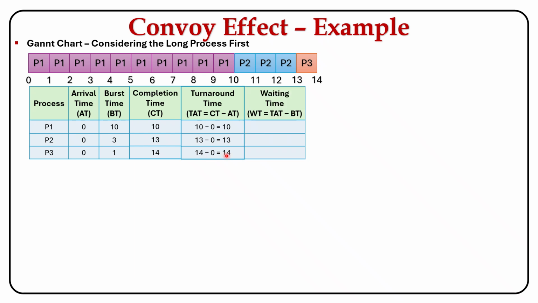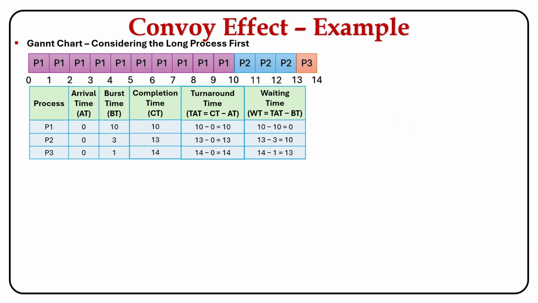Next, we can calculate the waiting time using the formula turnaround time minus burst time. For process P1, the turnaround time is 10 and burst time is 10. Therefore, 10 minus 10 is equal to 0. For process P2, the turnaround time is 13 and burst time is 3. Therefore, 13 minus 3 is equal to 10. For process P3, the turnaround time is 14 and burst time is 1. Therefore, 14 minus 1 is equal to 13.